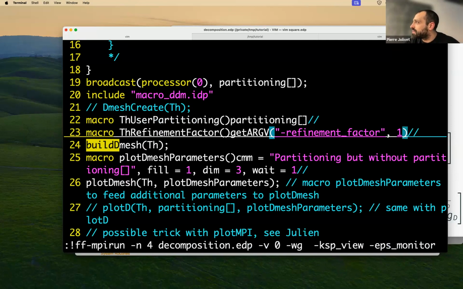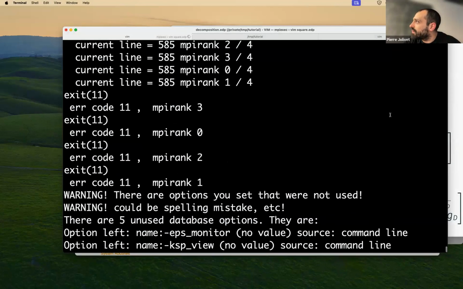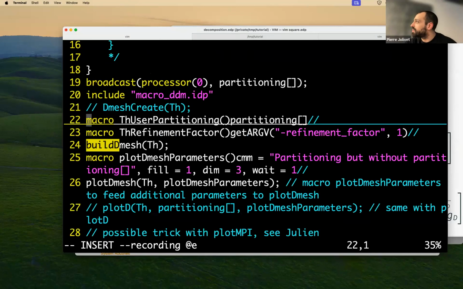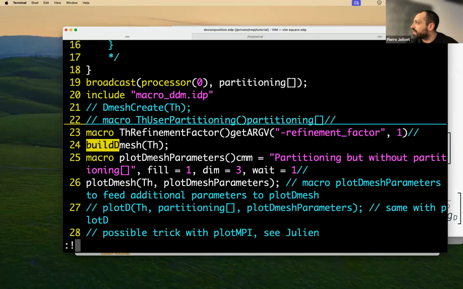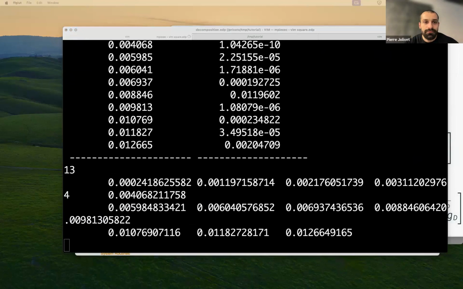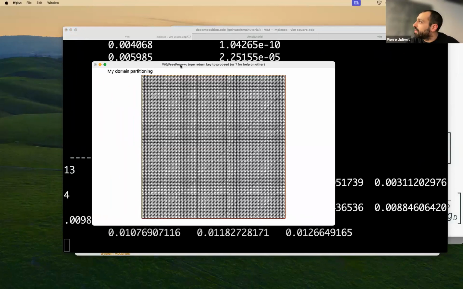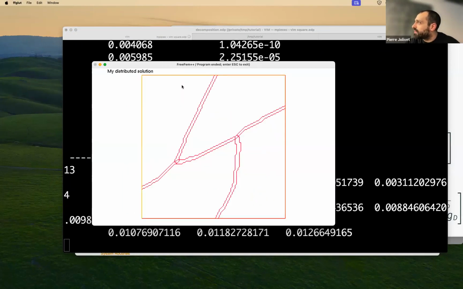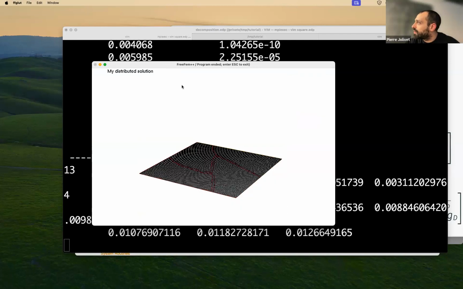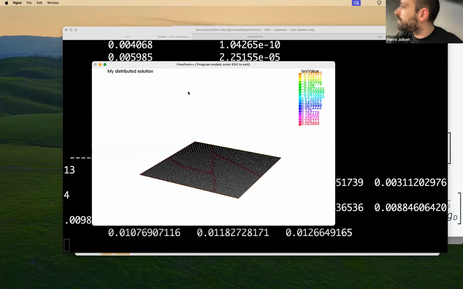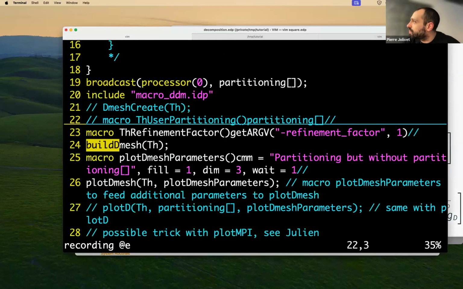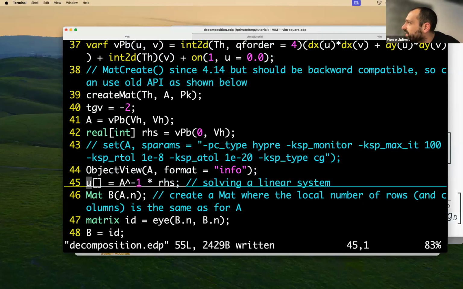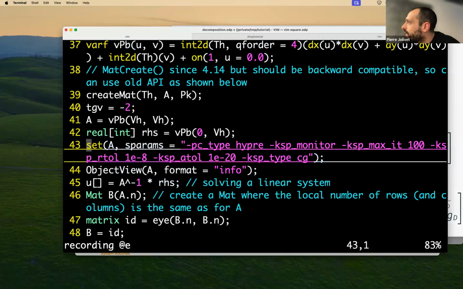Okay, and so when I launch this, it's not handled because I'm using the user partitioning. So let's assume that I don't want to use the user partitioning. So here, this generates initially a mesh which looks like this. Then we have a partition like this, and we have a solution. I'm not computing the solution anymore, I think. Yeah. Okay, and so I will put back hyper.